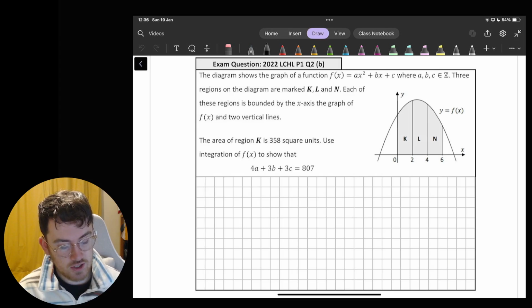Each of these regions is bounded by the x-axis, the graph of f of x, and 2 vertical lines. The area of region k is 358. Use integration to show this expression given to us here.